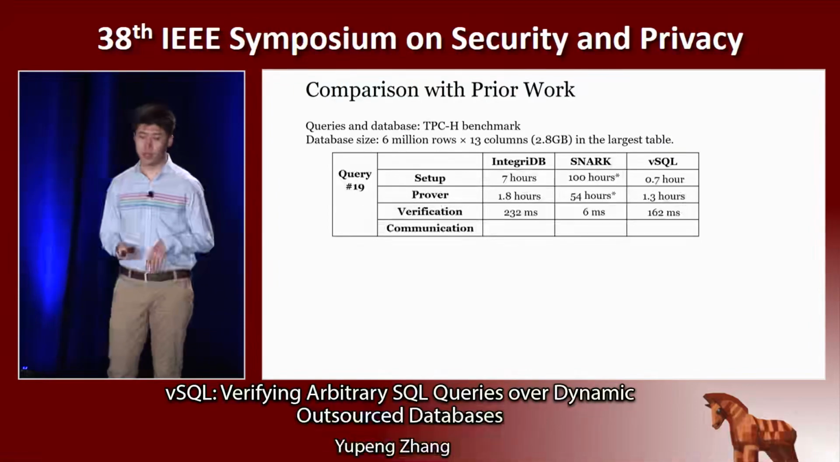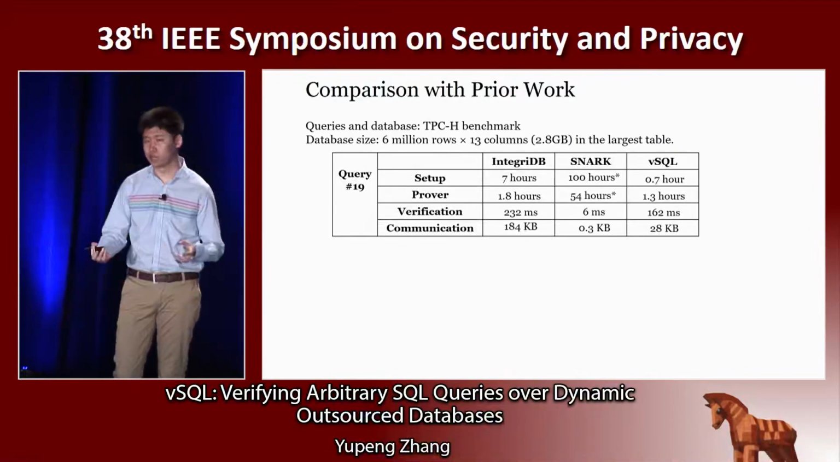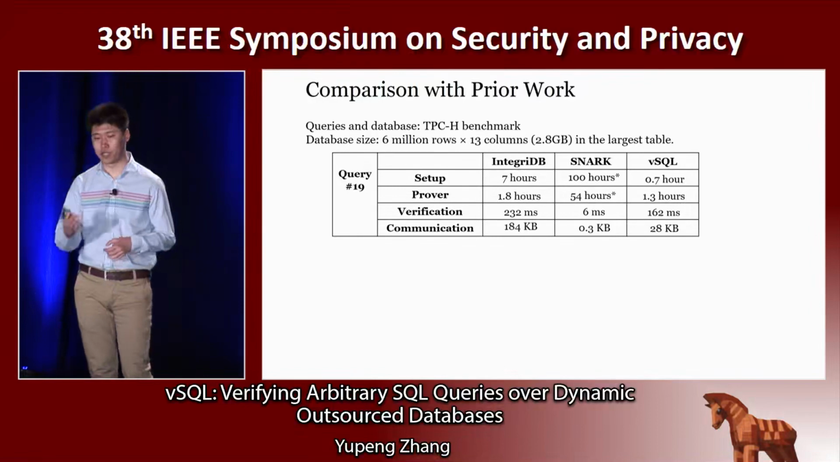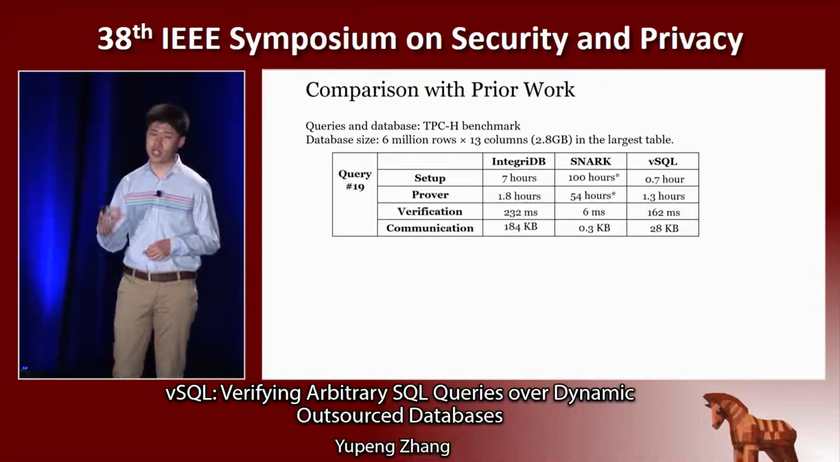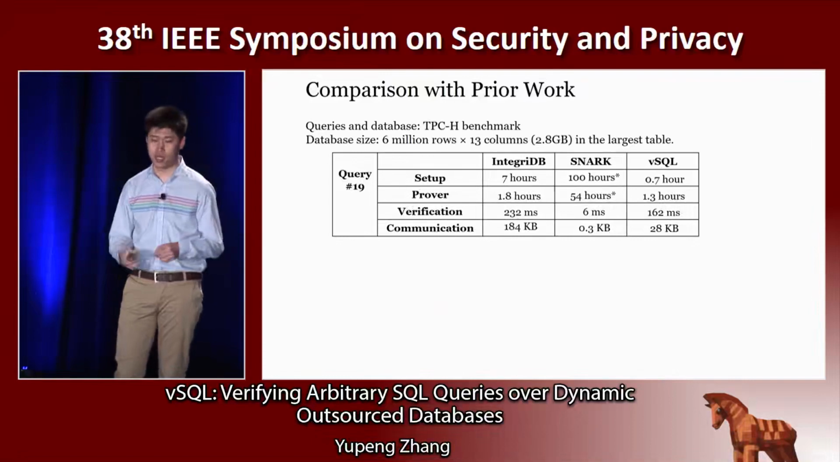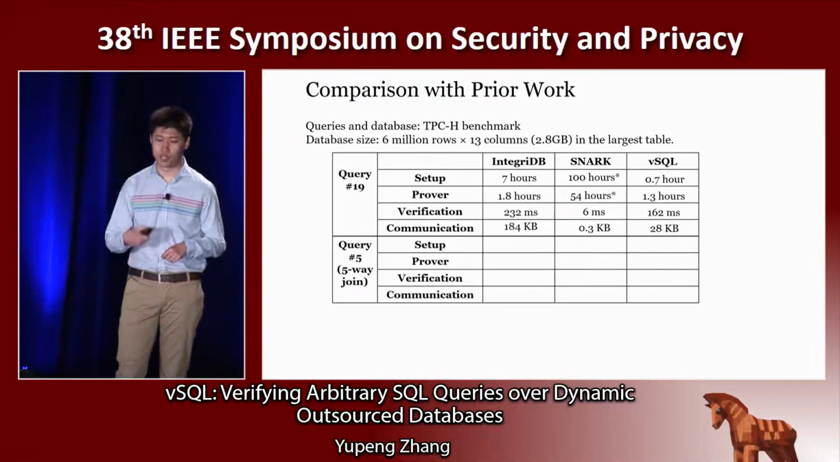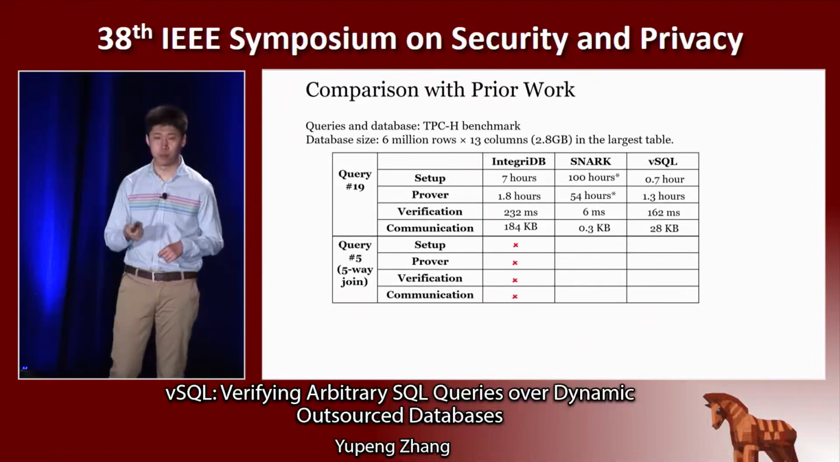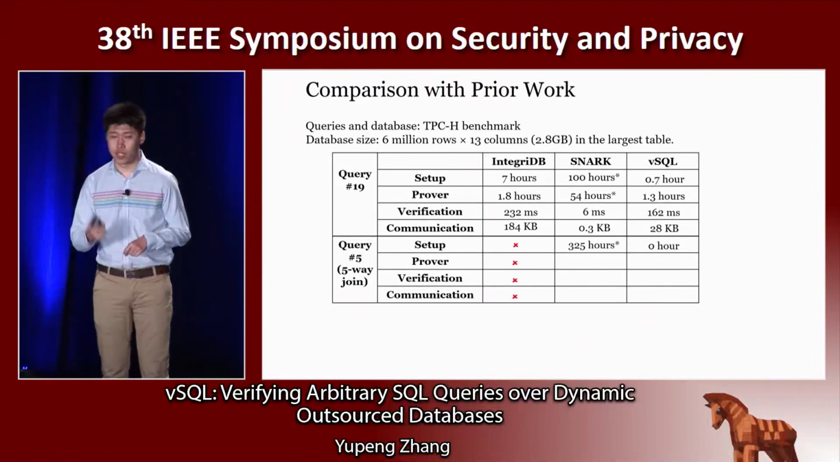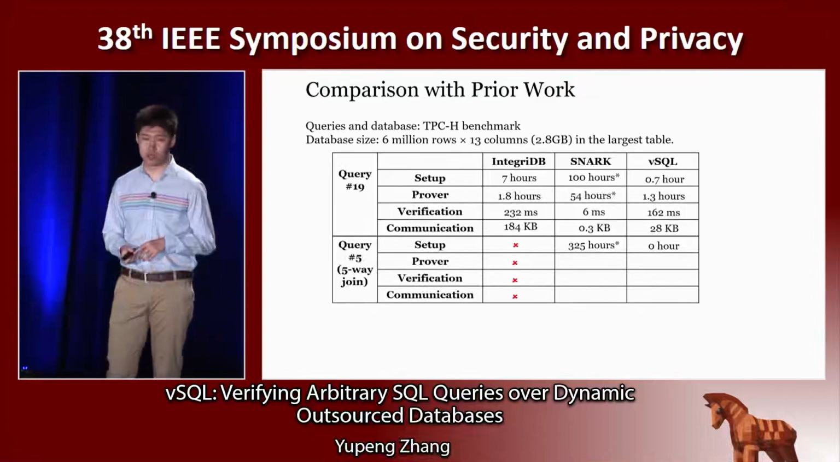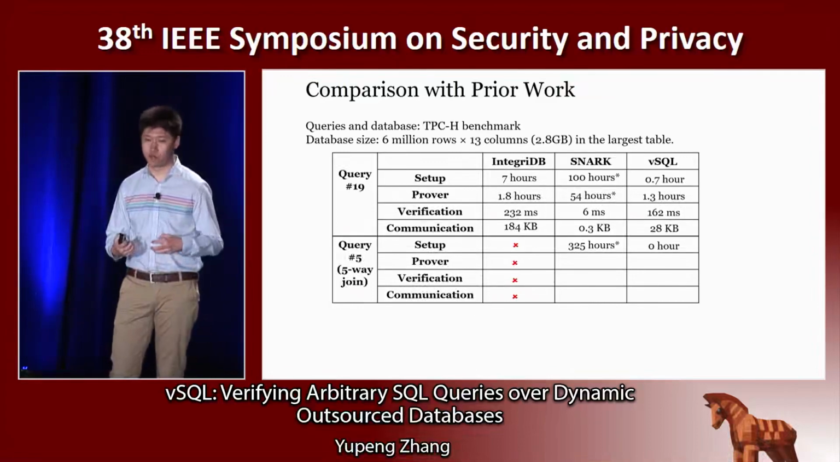For verification time and communication, which is the proof size, we are a little bit better than IntegrityDB and much worse than Snark. But as you can see, the verification time is always below 1 second, and the communication is always tens of kilobytes, which are not a bottleneck in practice. Here's the performance for another query. This is not supported by IntegrityDB and takes more than 300 hours for Snark to set up. But in our system, for the same database, we don't need to set up again.